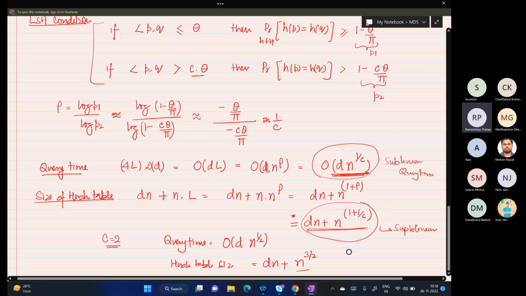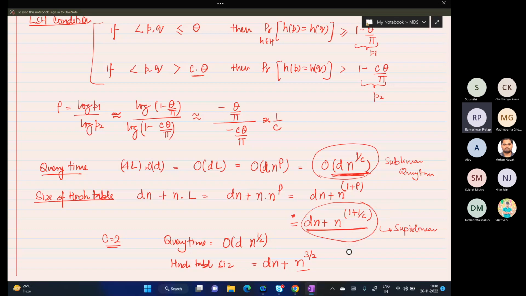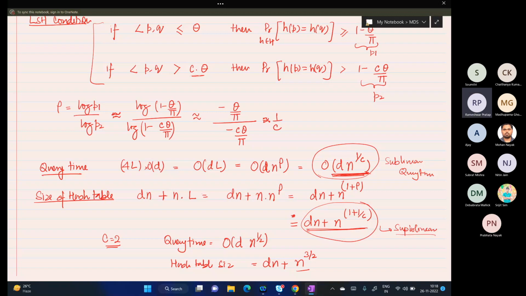Right. So typically the sublinear query time comes at the cost of superlinear space required to store the hash table. It can be used in those applications in which we can afford to use superlinear space to generate the hash table. That's a good point. Any other question on whatever we have covered so far?